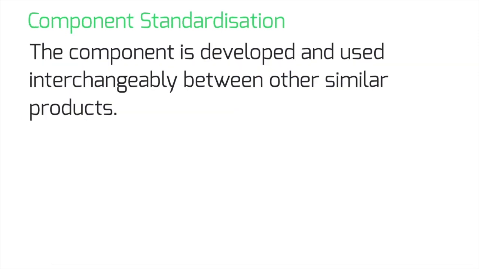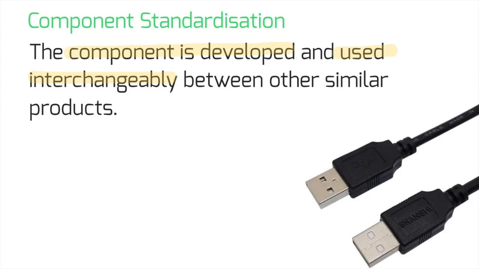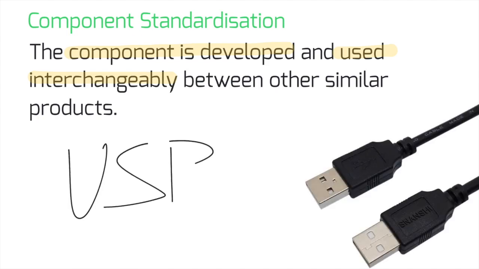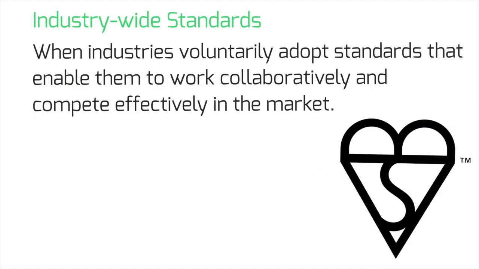that are set by the government. So the second type of standardization is component standardization, and this is when the component is developed and used interchangeably between other similar products. An example of this is USB cables, because most USB cables fit in computers most times.